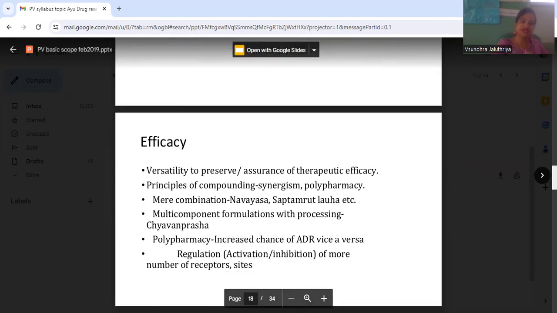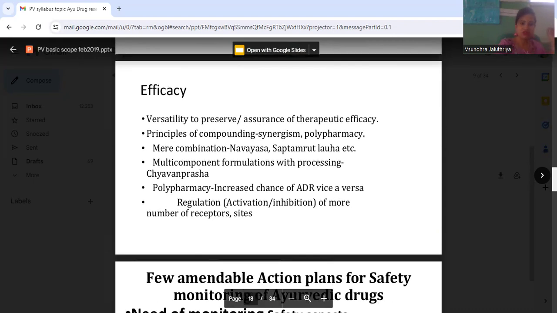Efficacy: versatility of preserve, assurance, and therapeutic efficacy, principle of compounding, synergism, and polypharmacy. Combinations like Navayas Loha and Saptamrit Loha are highly famous examples of synergism and polypharmacy. Multi-component formulations with processing, for example Chyawanprash. Polypharmacy increases chances of ADR and vice versa regulation, that is activation and inhibition of a greater number of receptors.